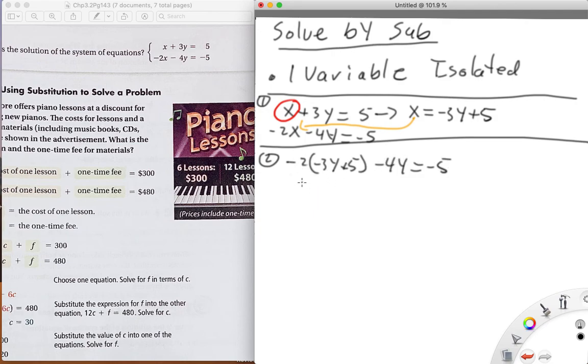And that gives me 6y minus 15 minus 4y equals negative 5. And I'm going to add 15 to both sides and combine like terms, and I get 2y is equal to 10. Divide both sides by 2 and I get that y is equal to 5. So that's my first step.